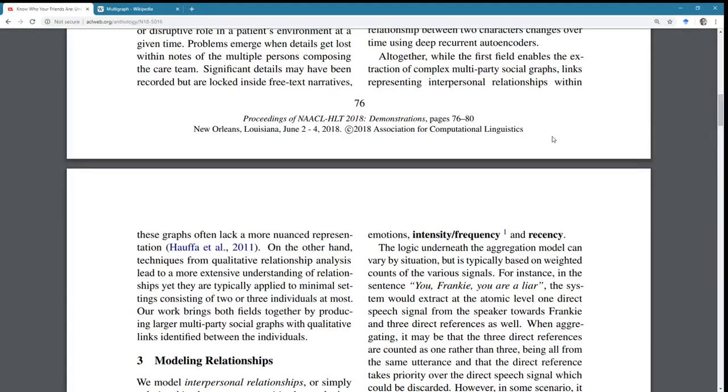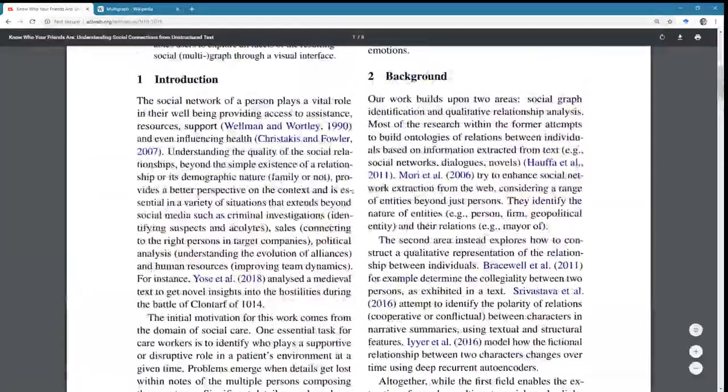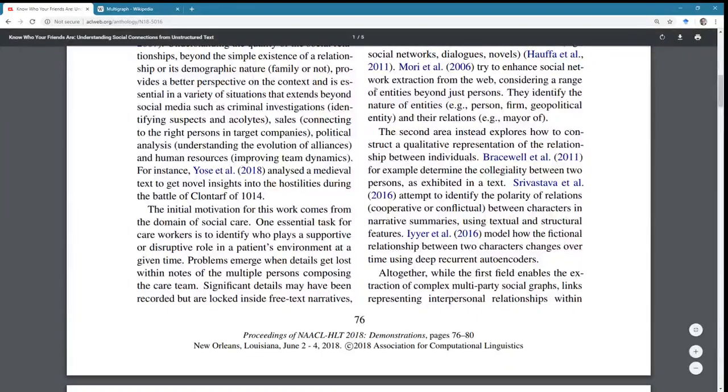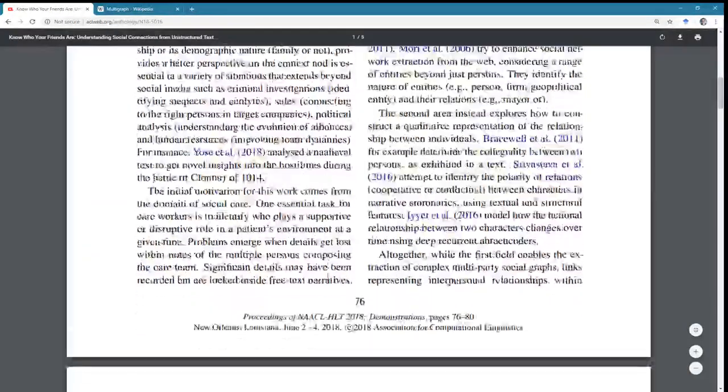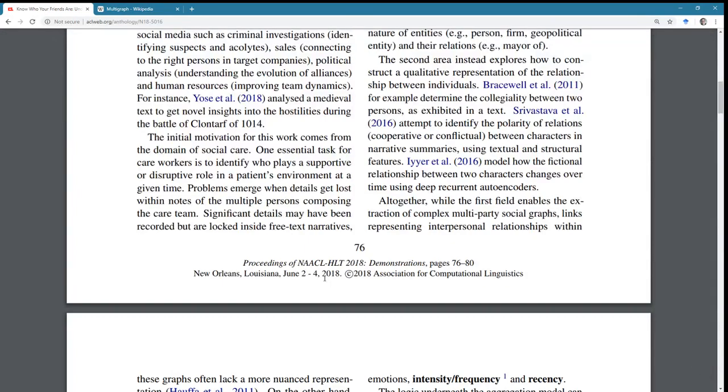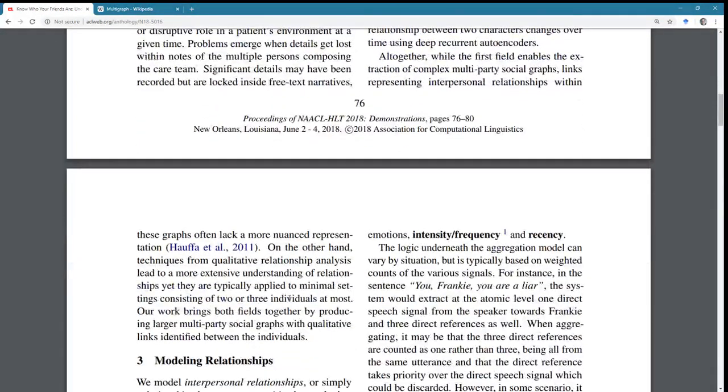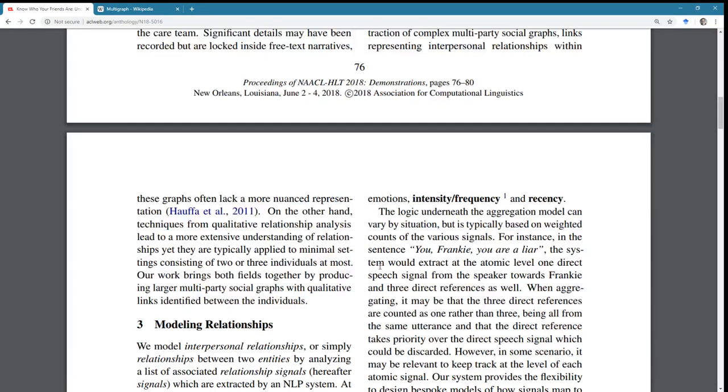Altogether, while the first field enables the extraction of complex multi-party social graphs, links representing interpersonal relationships within these graphs also often lack a more nuanced representation. Haufe et al. 2011. Okay, so the first field is social graph identification, and the second field is qualitative relationship analysis. And the reason that they're interested in both is because they want to be able to figure out the relationship for social caseworkers. So you want to know that somebody has links, and also, oh, this person helps them out, and oh, this person is a bad influence, whenever they hang out with this person, they forget to do the laundry, I guess. I don't know. I'm not a social worker. Not a field I have a lot of experience on.